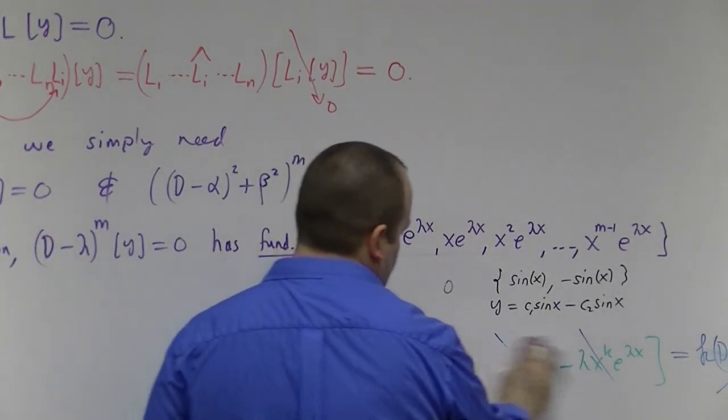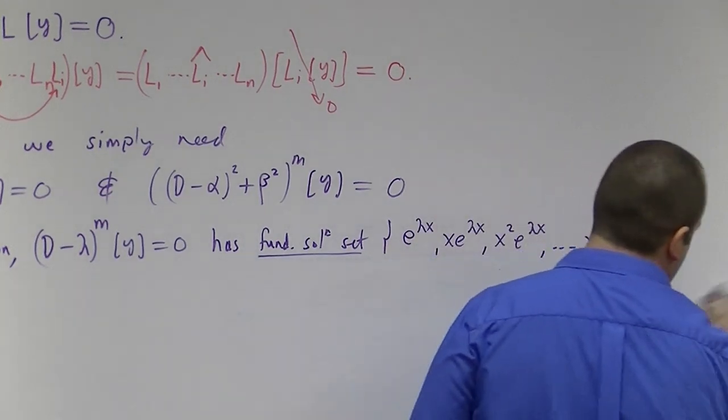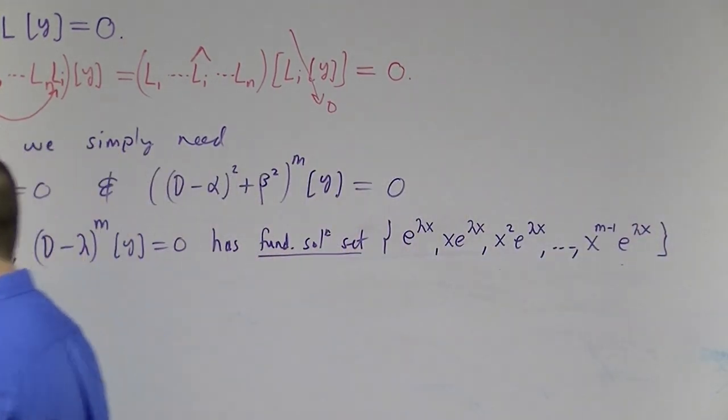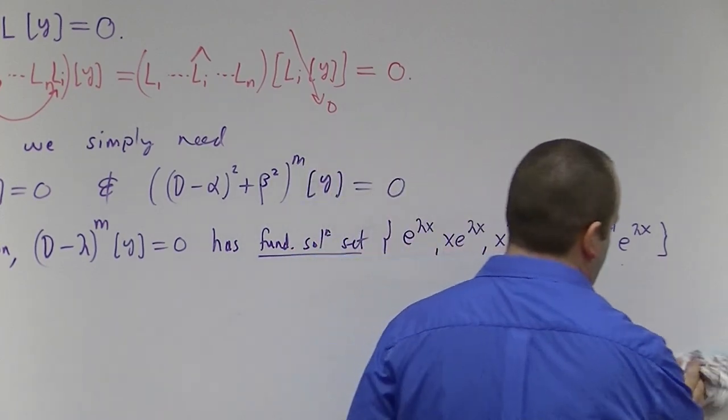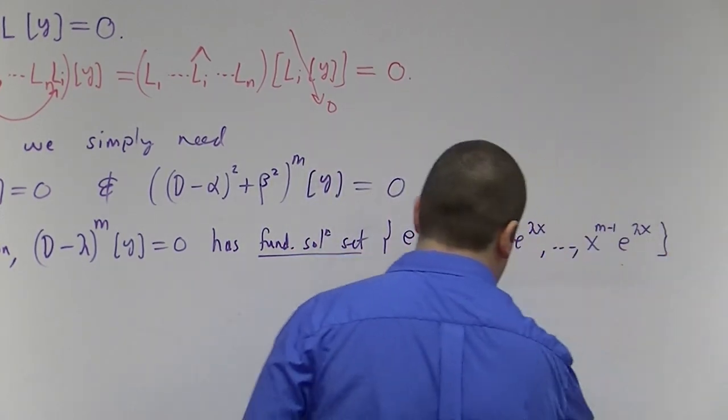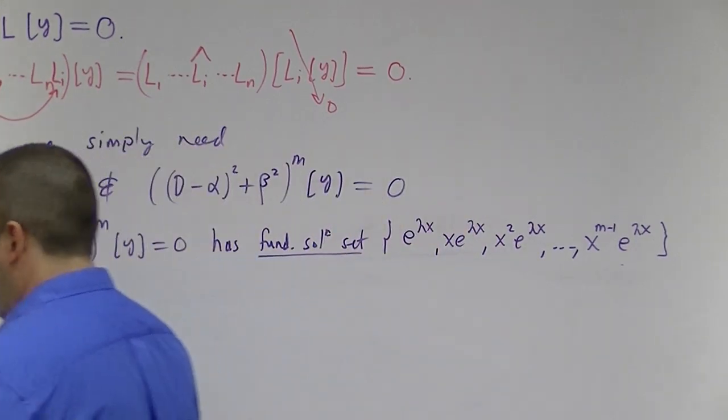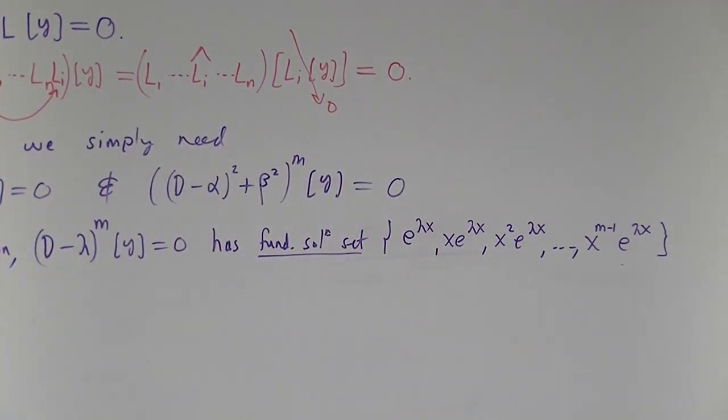Okay, but all of this said, what about complex roots? What about that? Well, if I want to solve (D - alpha + i beta) acting on y equals 0.